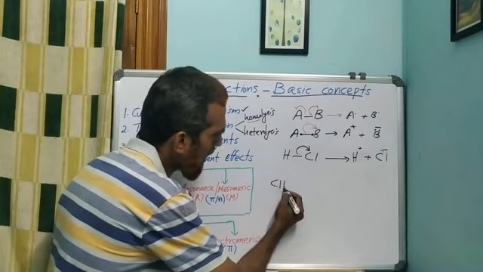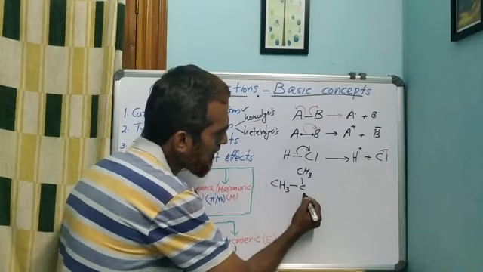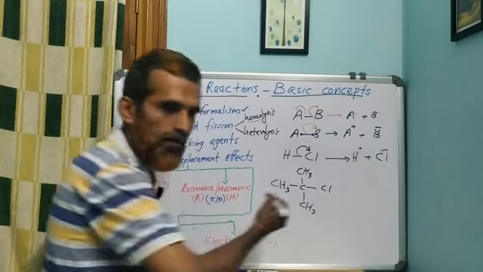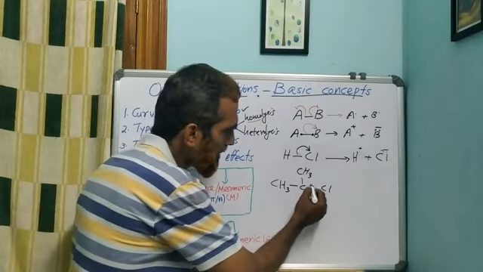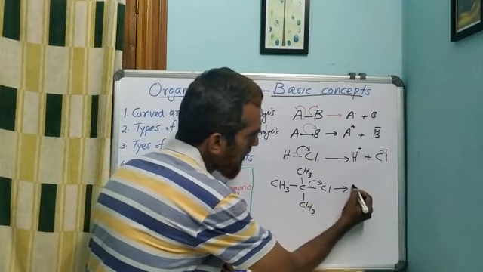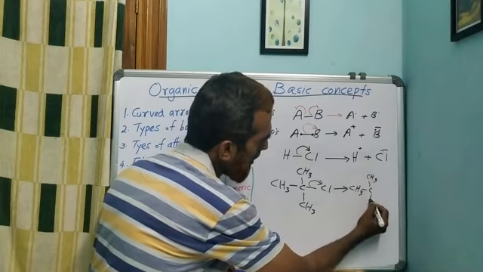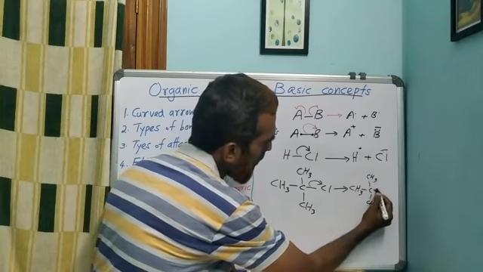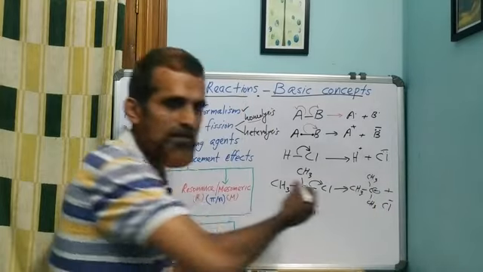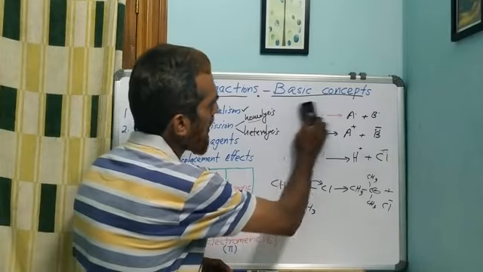Another reaction you might be discussing in another module about this reaction, that is nucleophilic substitution reaction. For example, this is a tertiary halide. This easily breaks like this, forming carbocations, right? You are getting this carbocation. This is a positive one, and plus Cl minus. These are examples for heterolytic fission. Okay, we wind up this part.